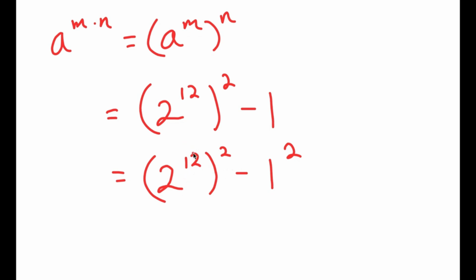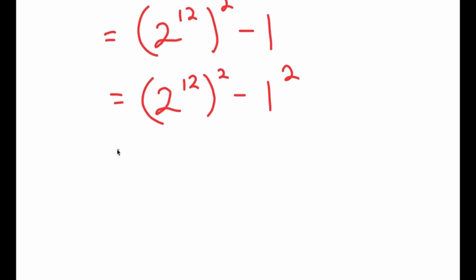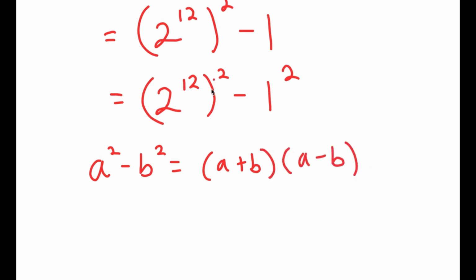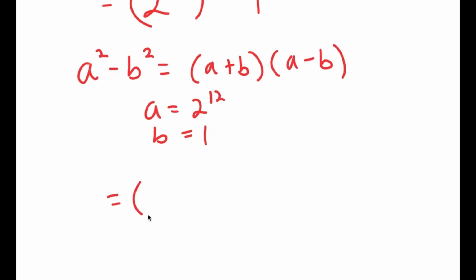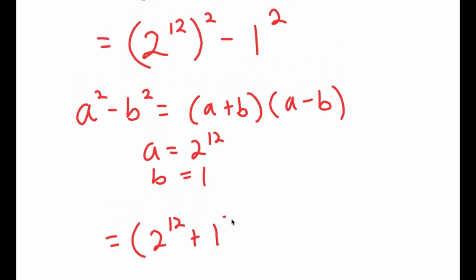So now I have 2 to the power of 12 to the power of 2 minus 1 squared. And now I can use the property that states that if I have something in the form a squared minus b squared, this is equal to a plus b times a minus b. So in this case, a is 2 to the power of 12 and b is 1. So I get 2 to the power of 12 plus 1 times 2 to the power of 12 minus 1.